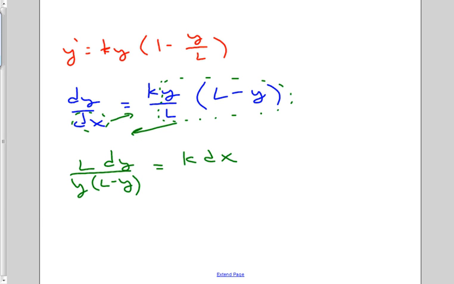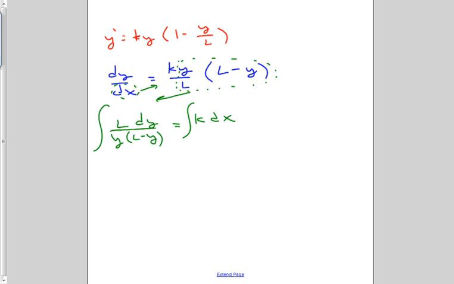Well, now the step is to integrate. The right-hand side is going to integrate really nicely. We get kx plus c. But on the left-hand side, we're going to need to use partial fractions. So we're going to have to do some work on this piece.